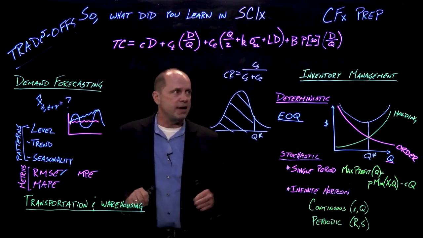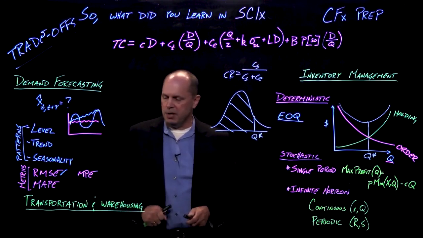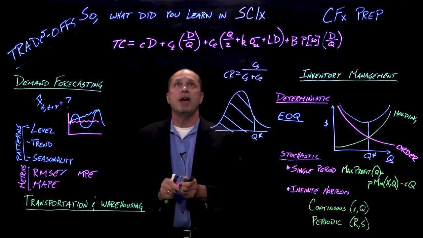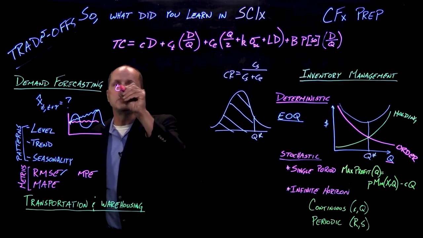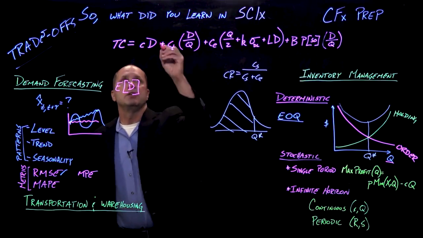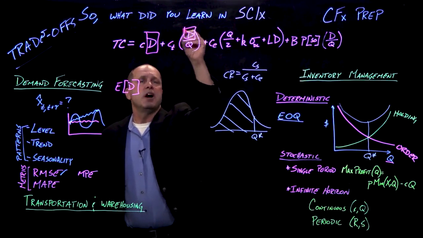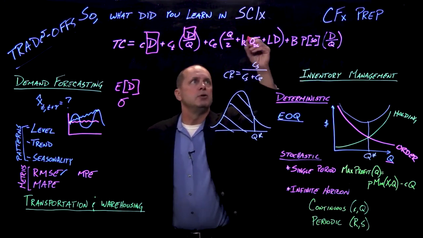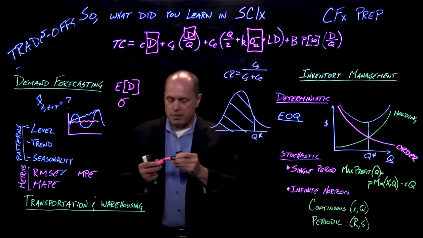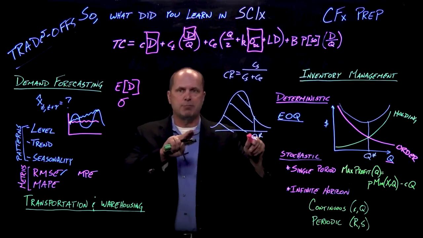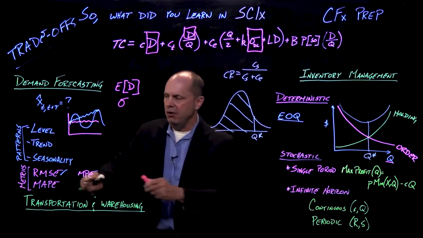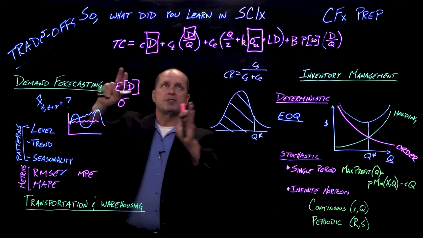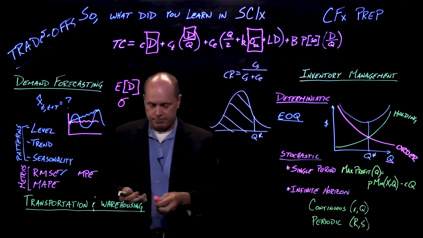So demand forecasting, inventory management, and transportation and warehousing. How do they fit in? Well, when you look at forecasting, let me do forecasting in red. What it's really helping us determine is what is the expected demand, right? So all of these D's are coming from your forecast. But more than that, this standard deviation, that's not necessarily the standard deviation of the demand, it's the standard deviation of the forecast error, or the root mean square error of your forecast. How far off is my forecast? So forecasting influences the total cost equation that way.